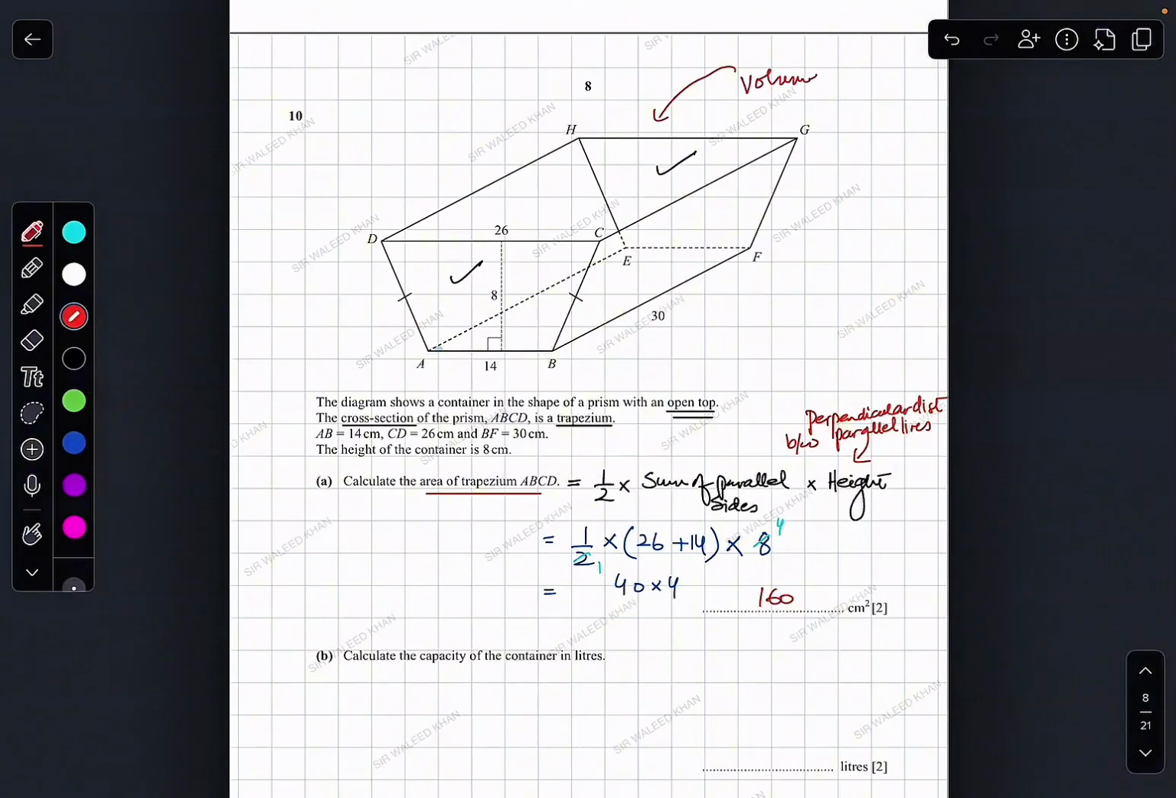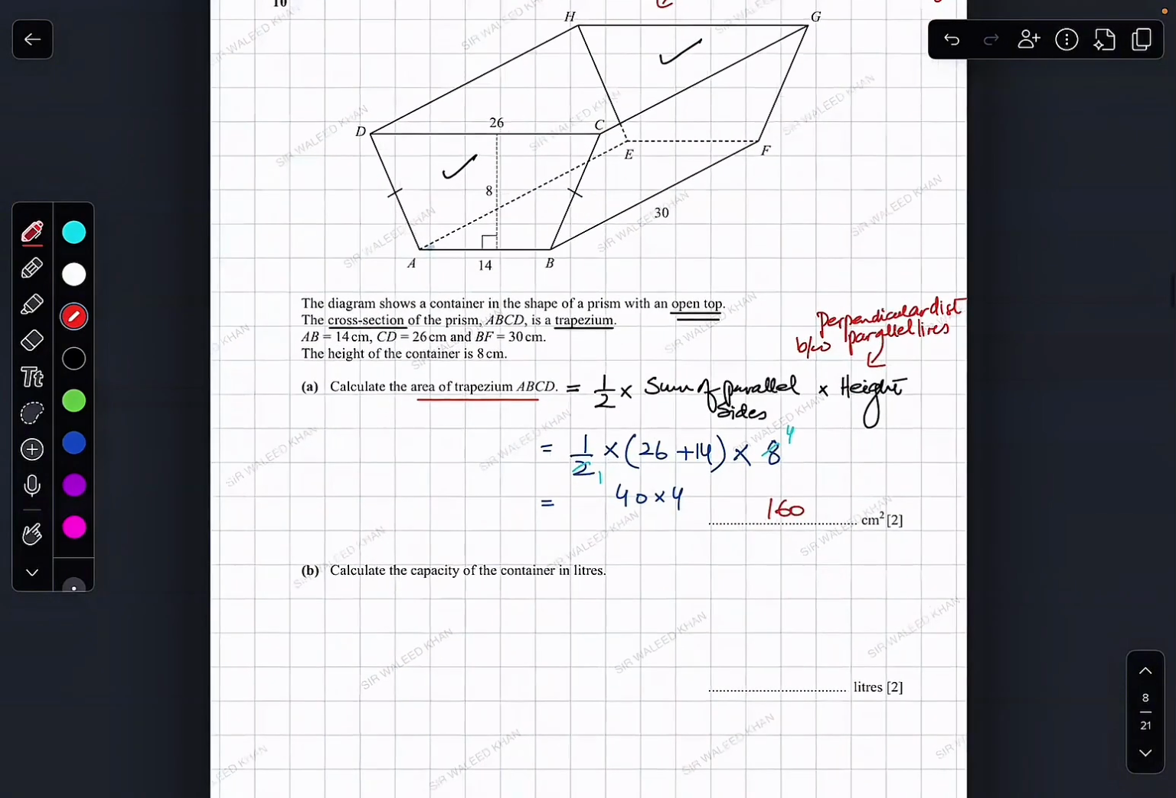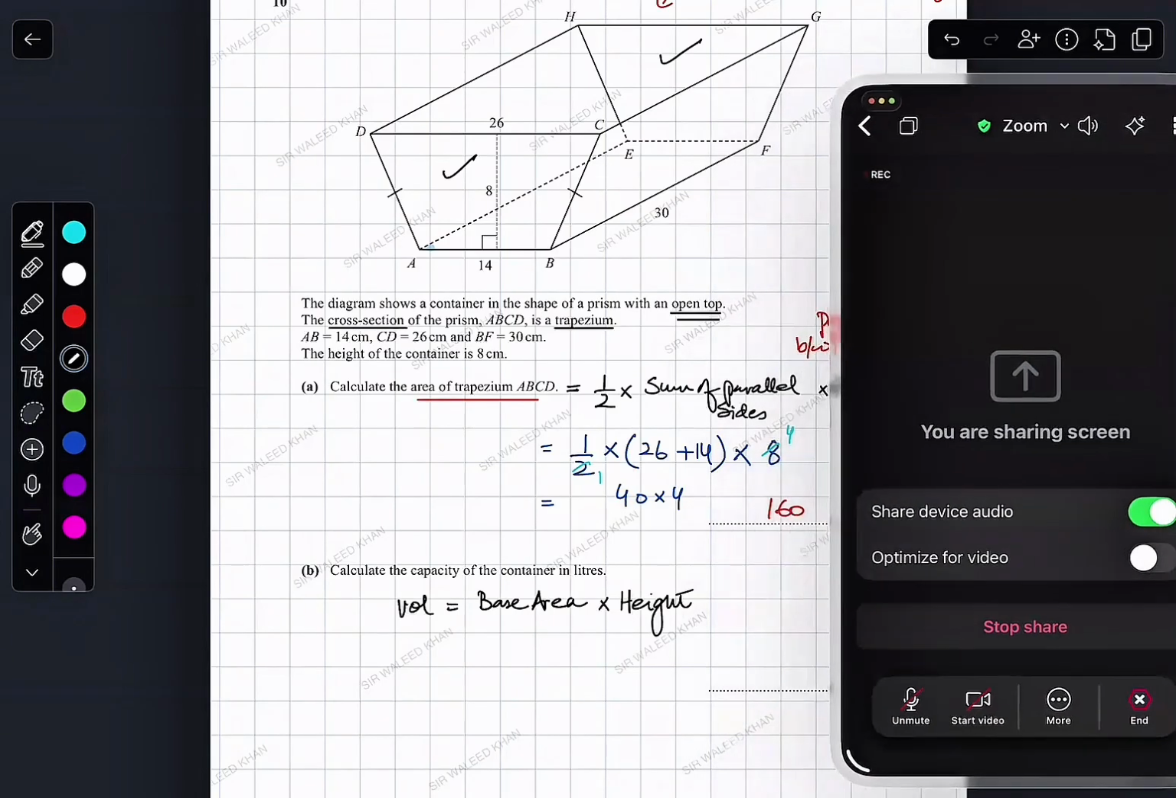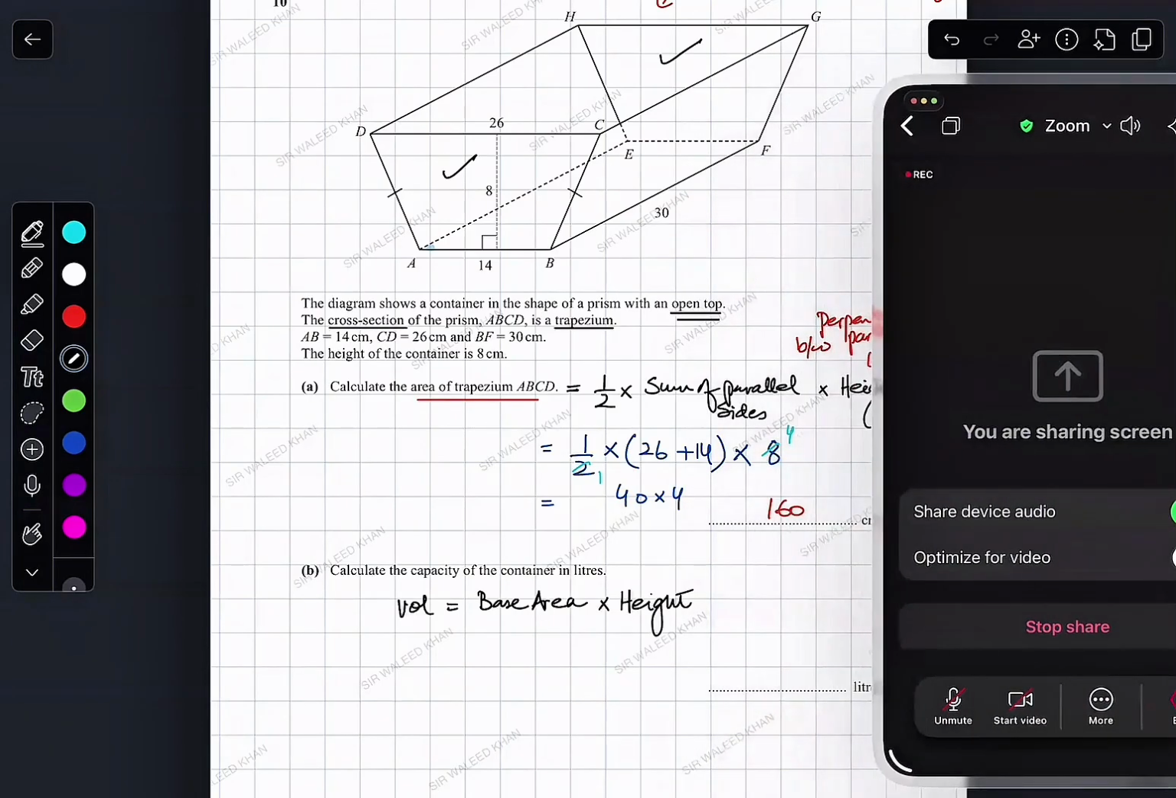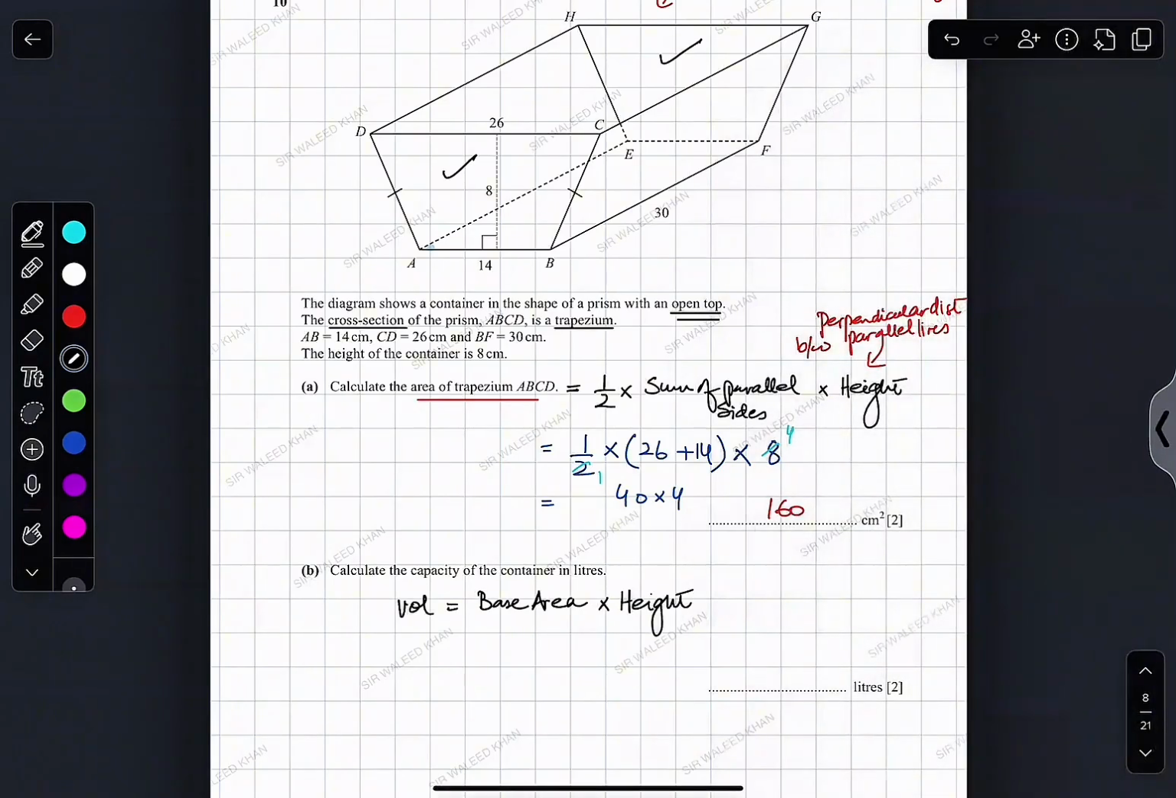Volume, capacity. So basically, they are asking us to figure out the volume of this. Volume will be base area times height. Base area times. Solve it. I'll be back in a minute.